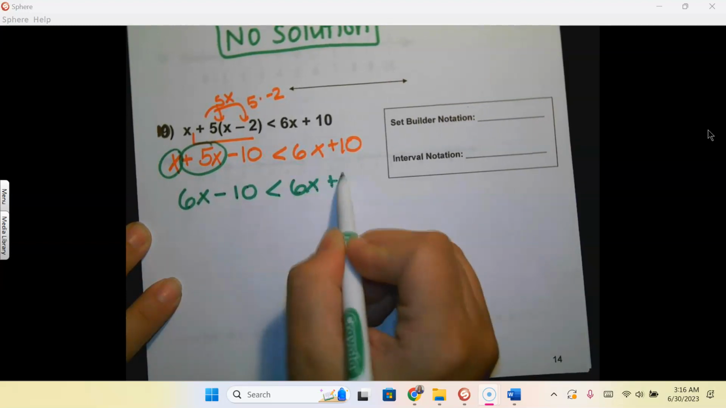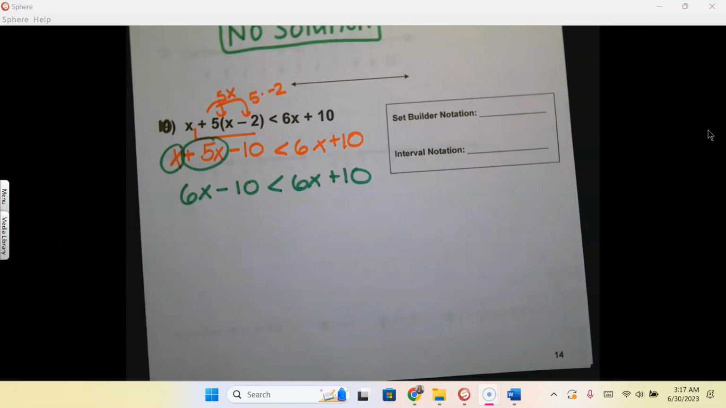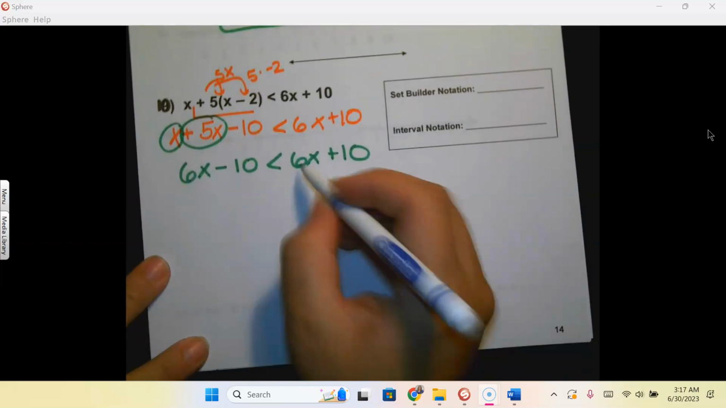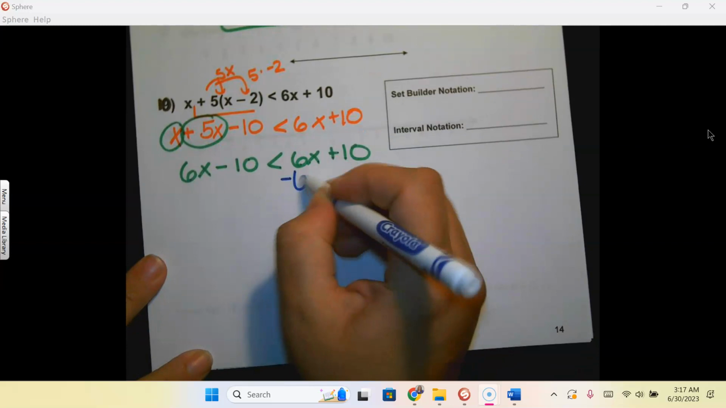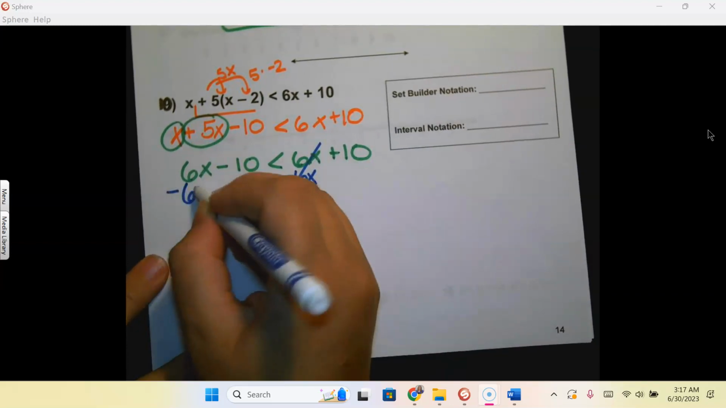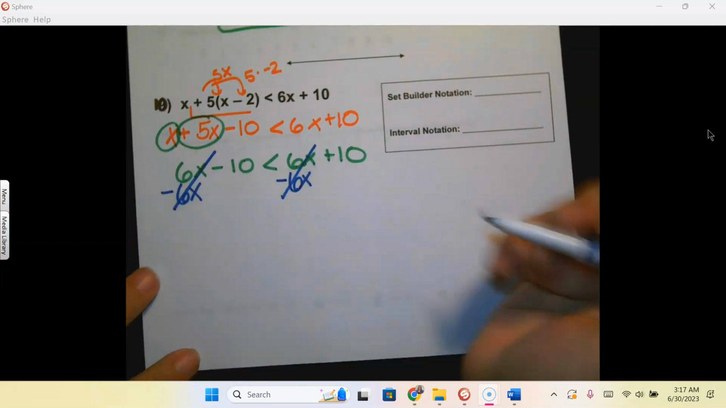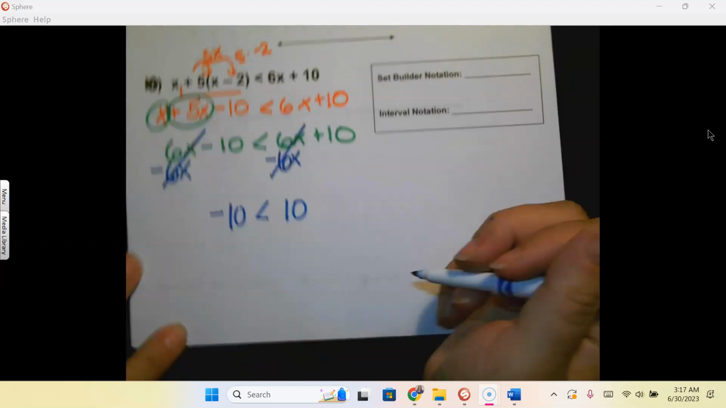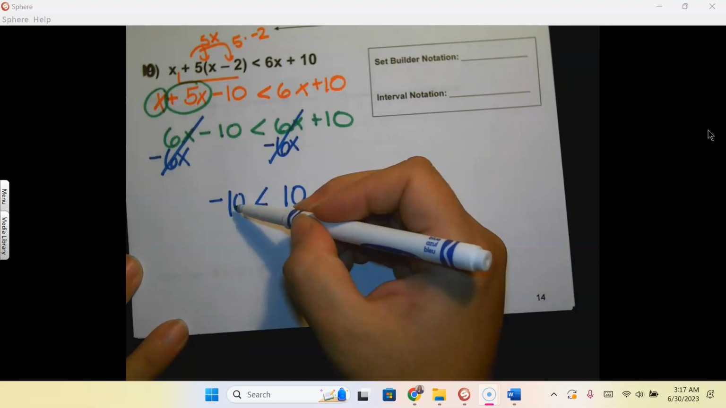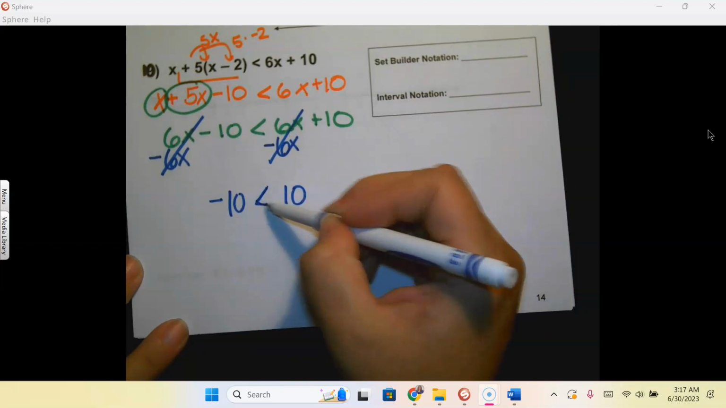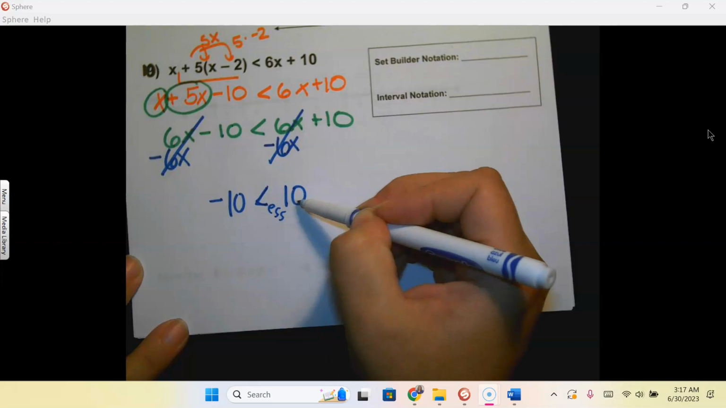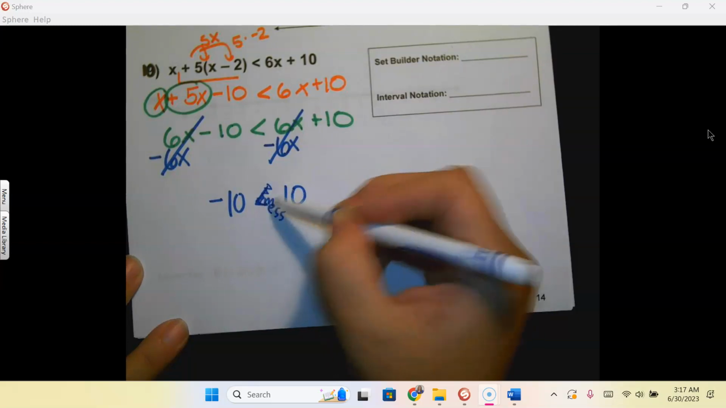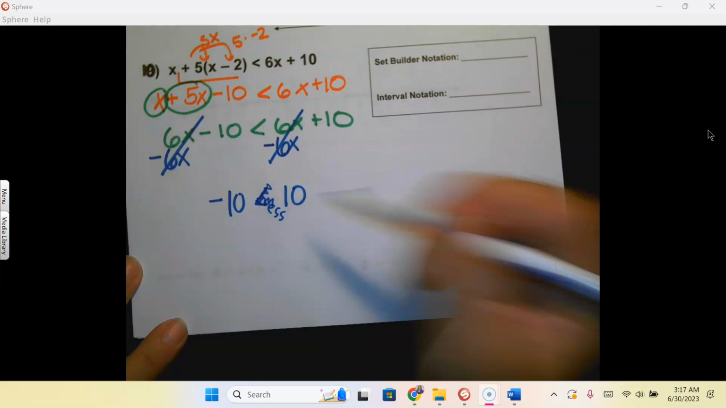Okay, so now that we're done simplifying, we can only have one x in the problem, so we're going to get rid of this one. And when we do that, both of them zero out. So if I bring down what's left and we read this, this is true. This says that negative 10 is less than 10. So the Pac-Man should be eating the bigger number, which it is. So what that means is that all numbers are going to work.